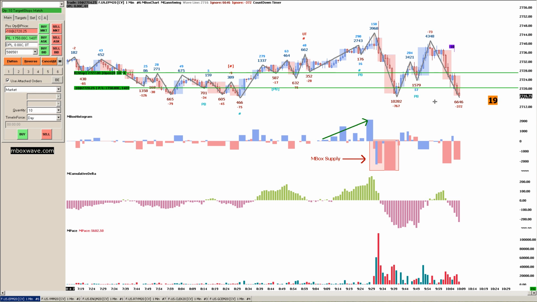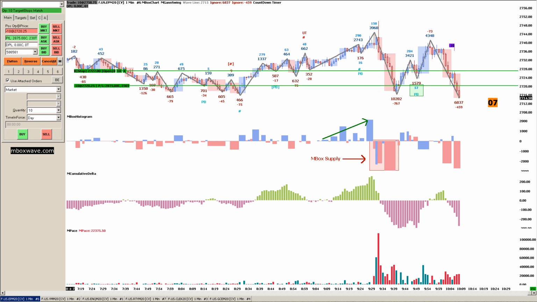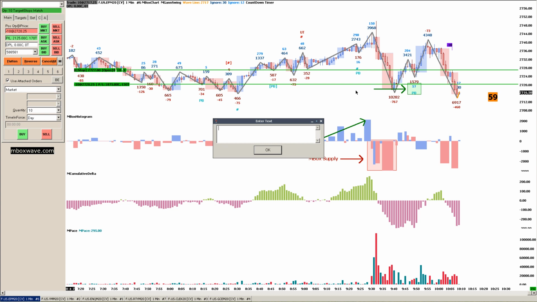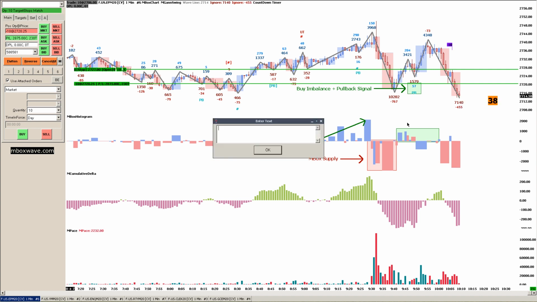And when we came back up, look at this, we had a buy imbalance and a signal right here, right? But, and let me write this and then I'll explain what's going on. We had a buy imbalance plus a pullback signal, right? But here's the key but: there's no demand right here. There's no demand at all, right? No demand.